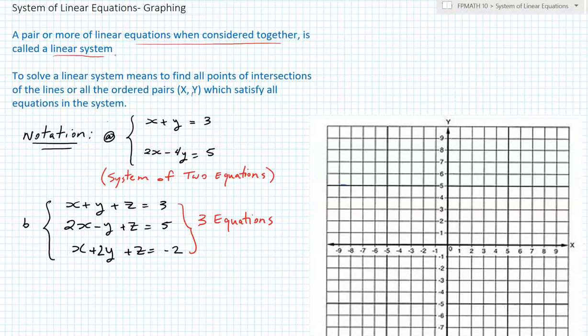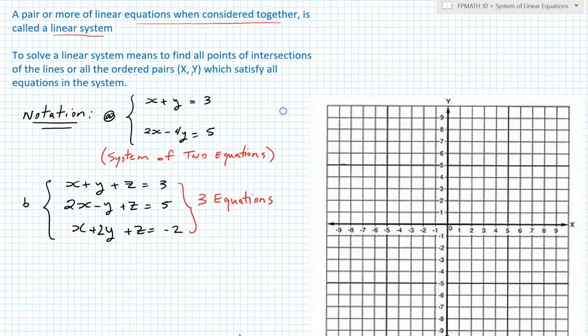All right. A couple of things. Basically, what is it that we're looking at? When we're dealing with solving a linear system, basically what we want is all points of intersection of the lines, the two lines or the three lines or the four lines. That's the graphic representation. I'm going to show you how that is.